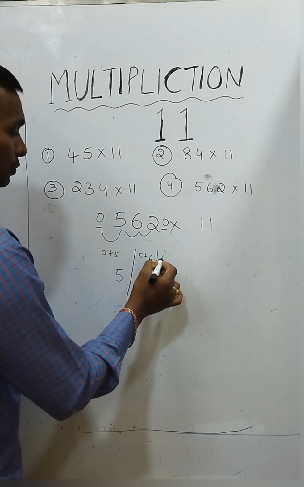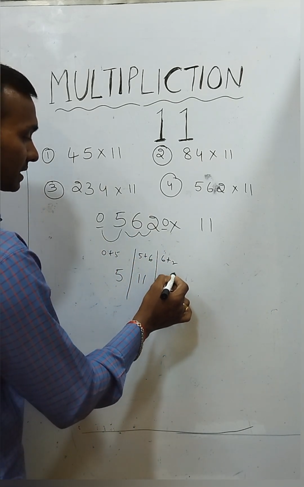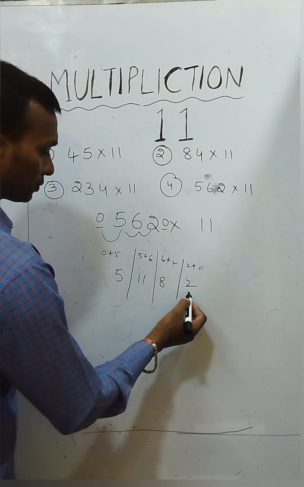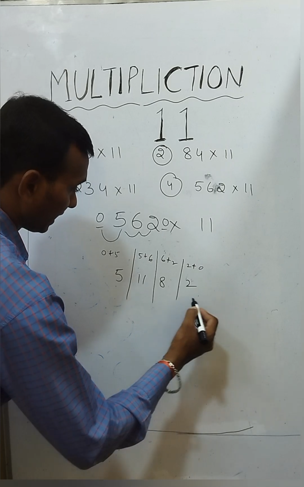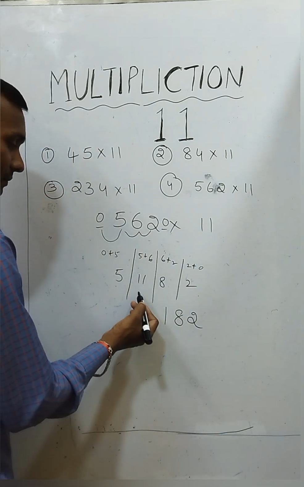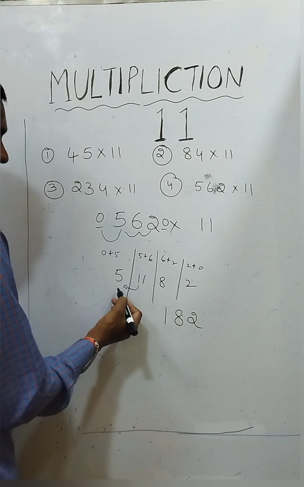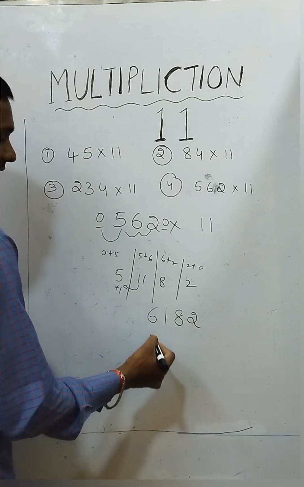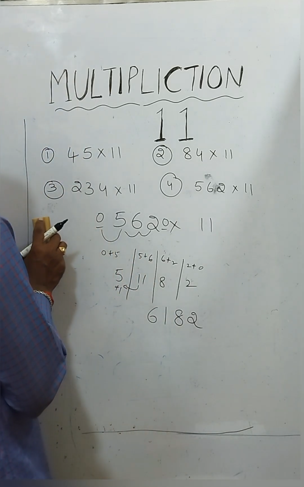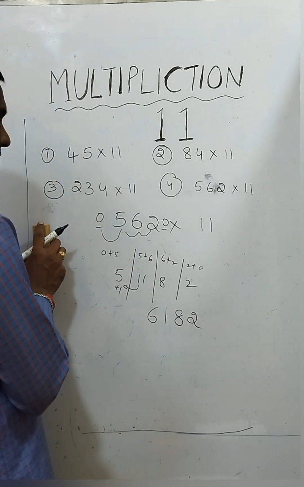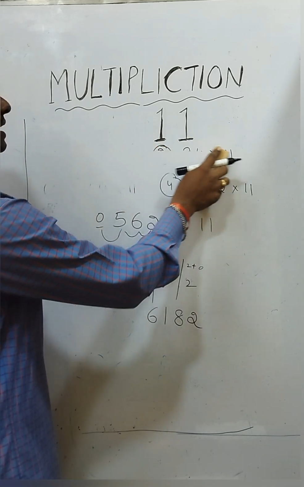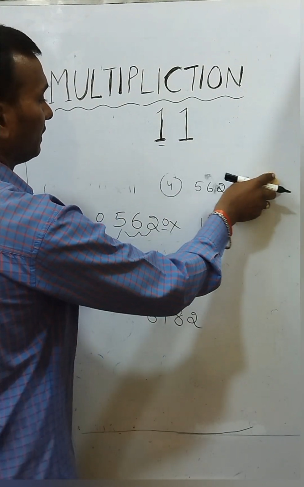6 plus 2 gives you 8. 2 plus 0 gives you 2. This is a single digit, we can write it directly. Double digit, 1 here, 1 will be carried forward. 5 plus 1 becomes 6. 6182. So this is the way we have to do multiplication of any number with 11.